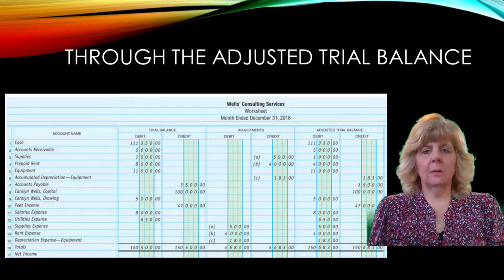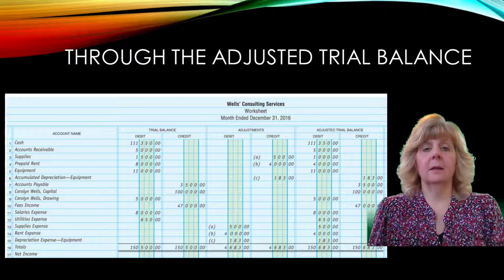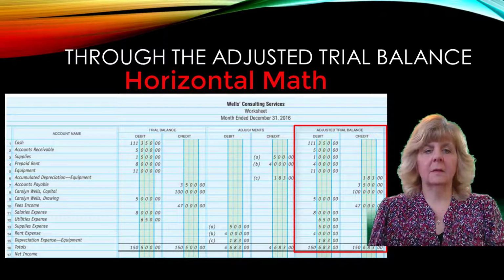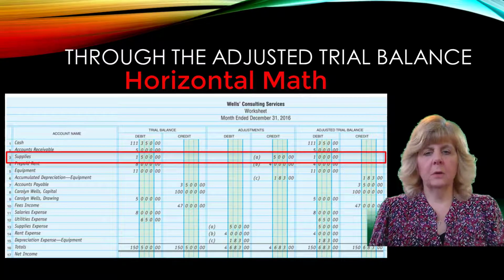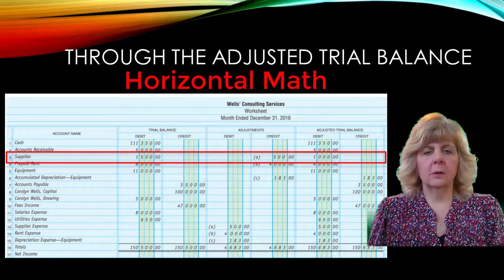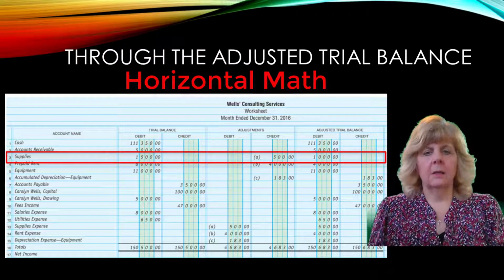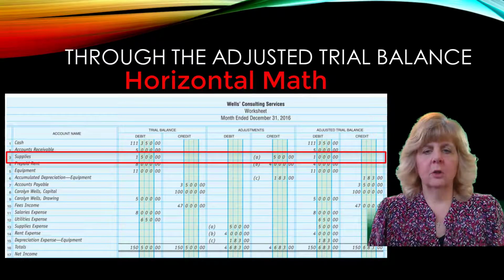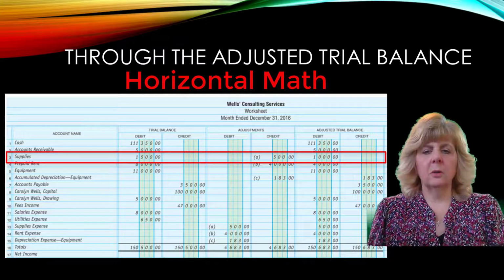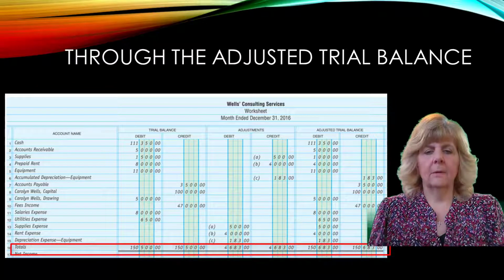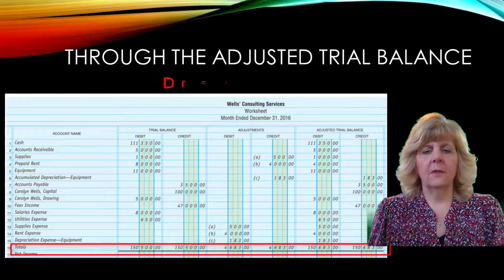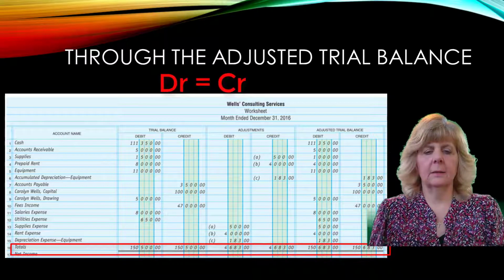The next set of columns is called the adjusted trial balance. This is where the horizontal math takes place. Notice on the 3rd line, the supplies account was reduced by $500, and so we take the beginning balance, subtract out the credit because credits make the asset supplies go down, and drop in the adjusted trial balance of $1,000. We do this for each account, and don't forget, at the bottom of each of these first 6 columns, the debits have to equal the credits.